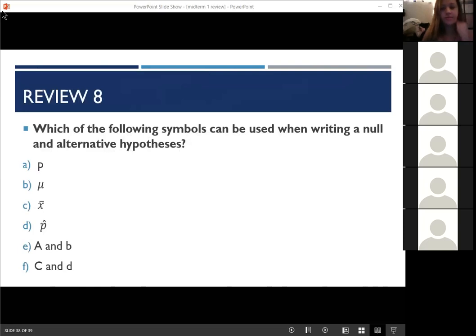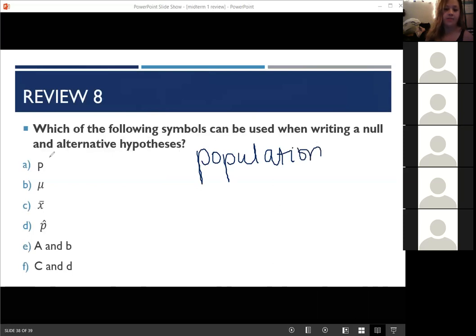All right, absolutely. So if we remember, our null and alternative hypotheses are always written in terms of our population. So out of these, A and B are our only ones that are population symbols. So that's why our answer would be E, because these are the two that are our population symbols. These others are both going to be for samples.